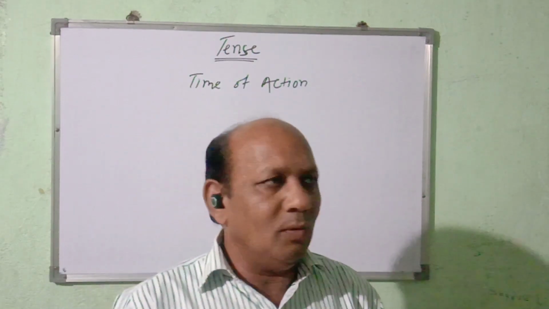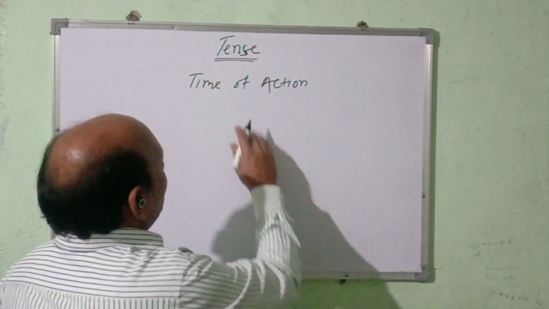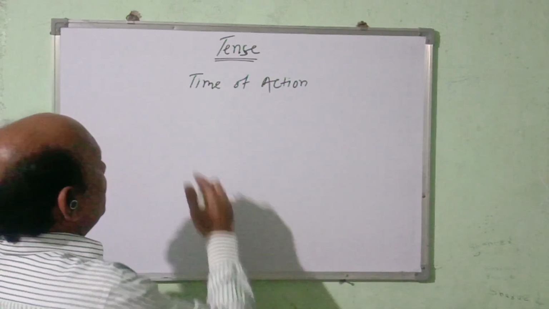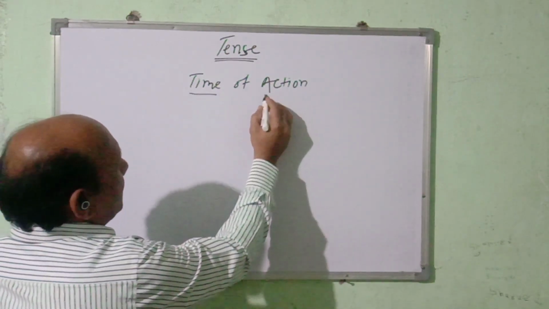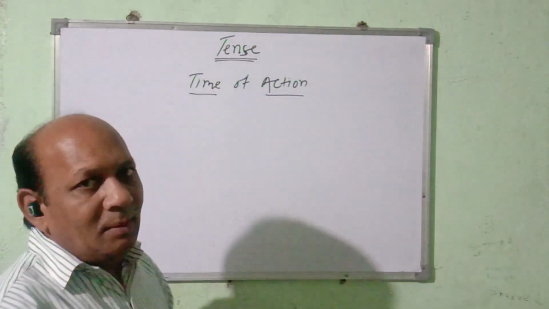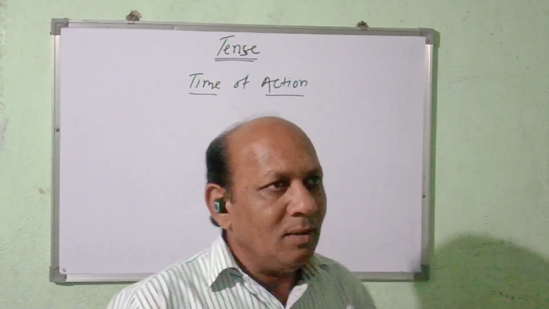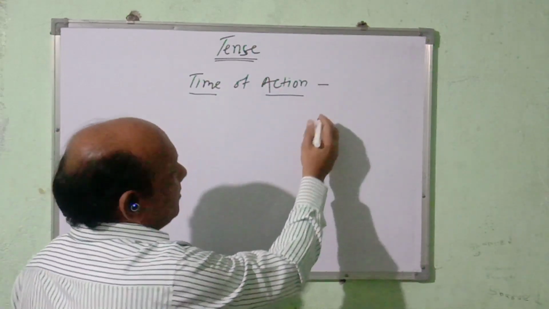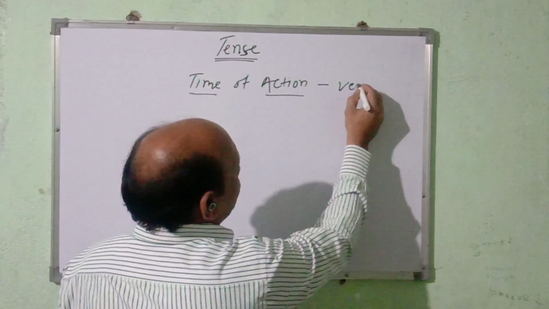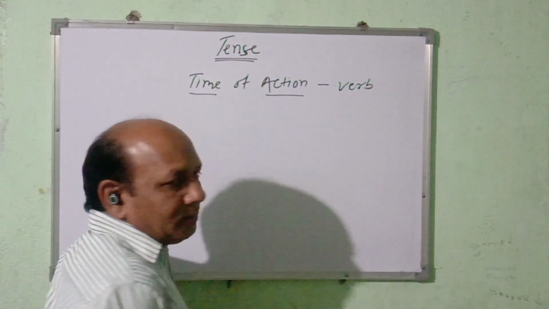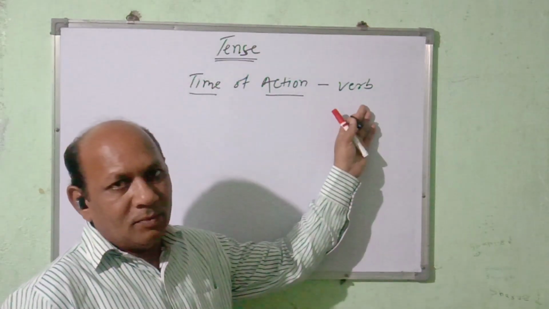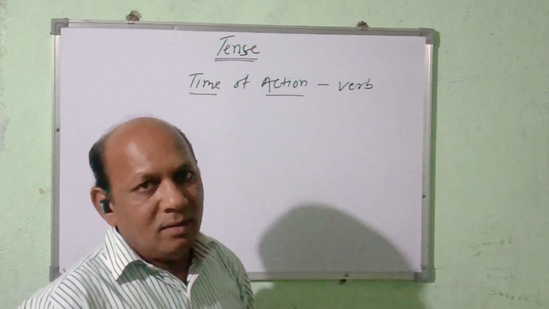So when you are talking about the time of action, two words are mentioned. The first one is the time and the second one is the action. We will see what they are. Action means action word or the verb. Are you getting it? Action means verb, and verb means action word.